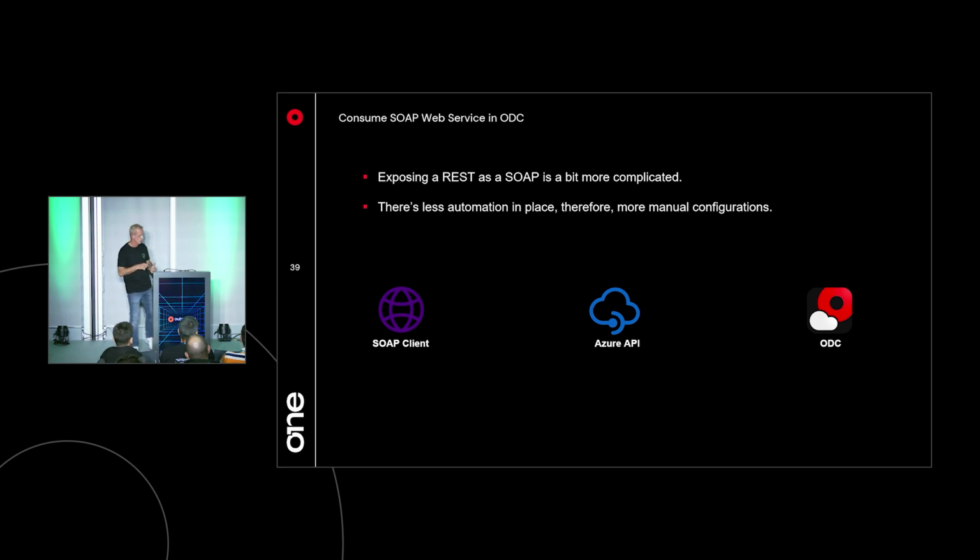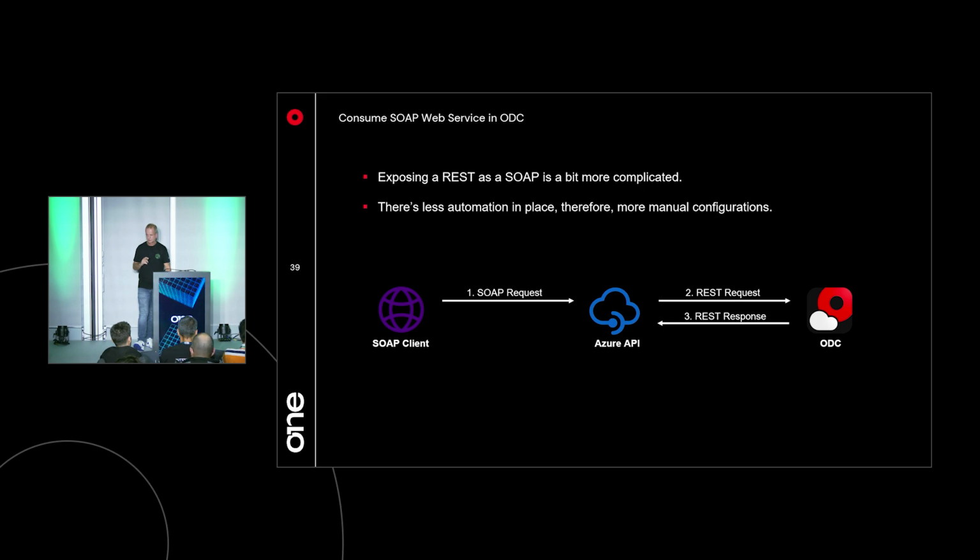What I will do in November is create also an article and the accompanying resources and sample application with all the details. So that will be available in November. But for the purpose of this demo, I will do the highlights. And again, what are we trying to achieve? We want to call a SOAP request that will execute a REST request on ODC, and the REST response we want to have translated back to SOAP.